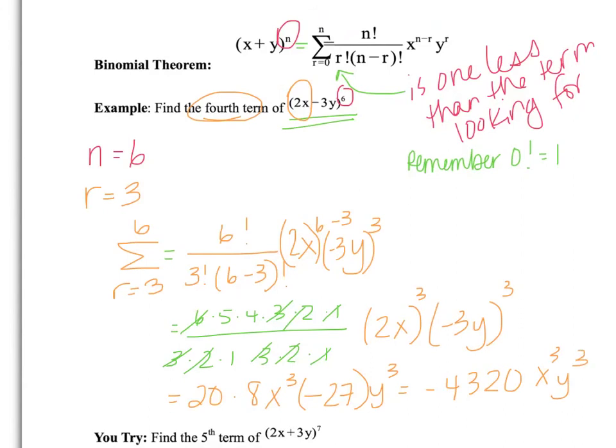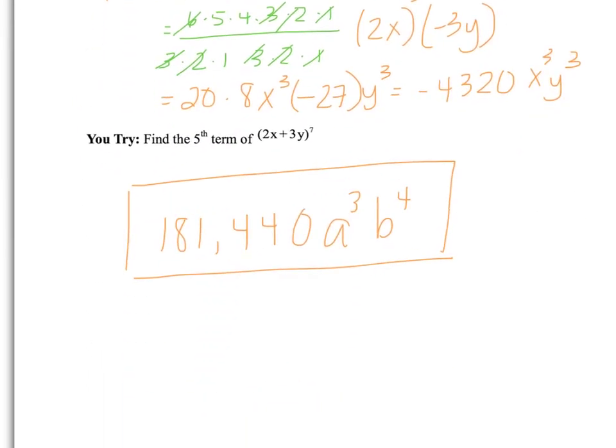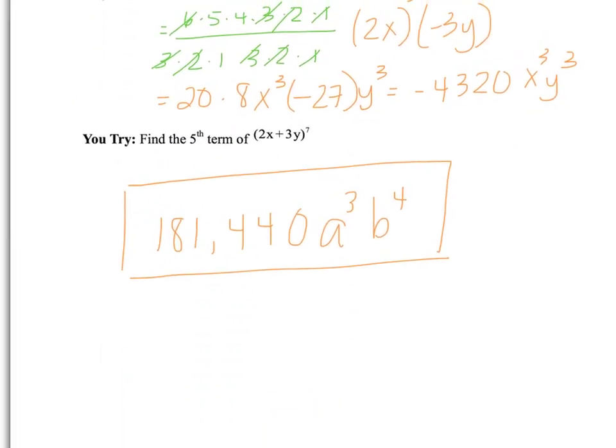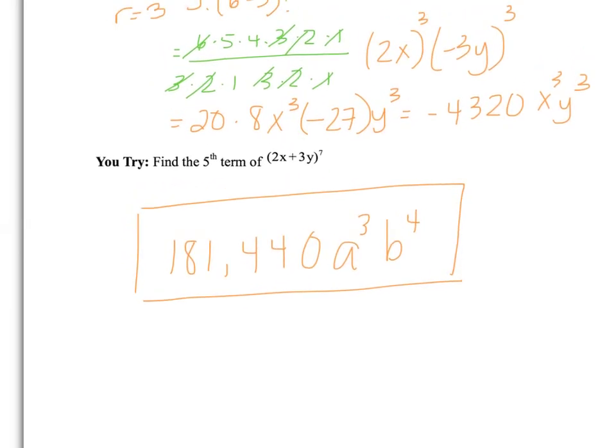Okay, so I would like you to try the next one on your own. We will go over this some more in class, so don't worry if you didn't get it too much. I know this is a little bit rushed video, but notice this is your answer that you're looking for, the 5th term. So try that out. N in this case is going to be 7, and the term you're looking for is the 5th term, so r is going to be 4. And please remember to keep the numbers attached to your x and y's. Try that out. We'll see how you do.